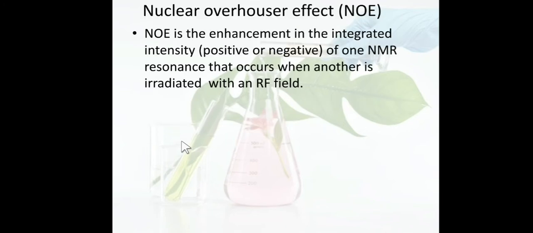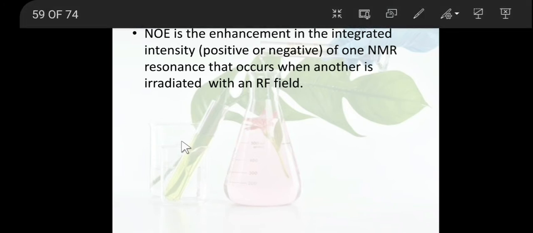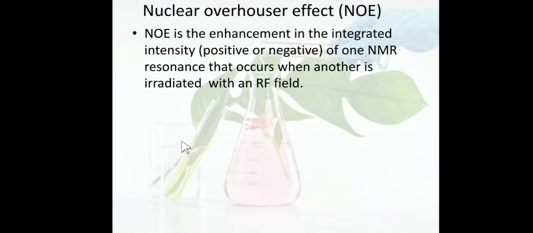So friends, what is the nuclear Overhauser effect? The nuclear Overhauser effect is the enhancement in the integrated intensity, which may be positive or negative, of one NMR resonance that occurs when another is irradiated with an RF field. Simply, if we irradiate the signal of a typical proton, the nearby protons will either increase or decrease in intensity. So there will be an enhancement in the integration due to the irradiation of a neighboring proton.